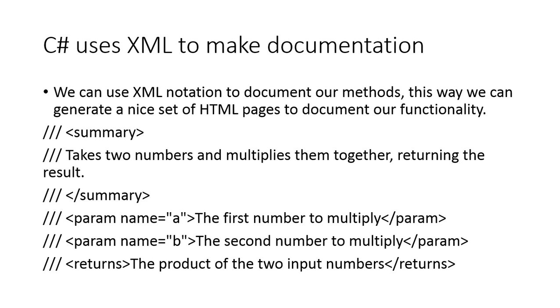Lastly, I just wanted to let you know that C# uses XML to make its documentation. It actually nicely formats HTML pages of documentation for you, but you have to follow a certain procedure. So at the top of the method, you put summary, and then you say what the summary is: takes two numbers and multiplies them together, returning the result. Then you end summary, and you say param name equals a, that's the first number to multiply. Param name equals b is the second number. And then finally, what does it return? So ideally, you would put this on each of your methods, and then you could use that for documentation purposes.